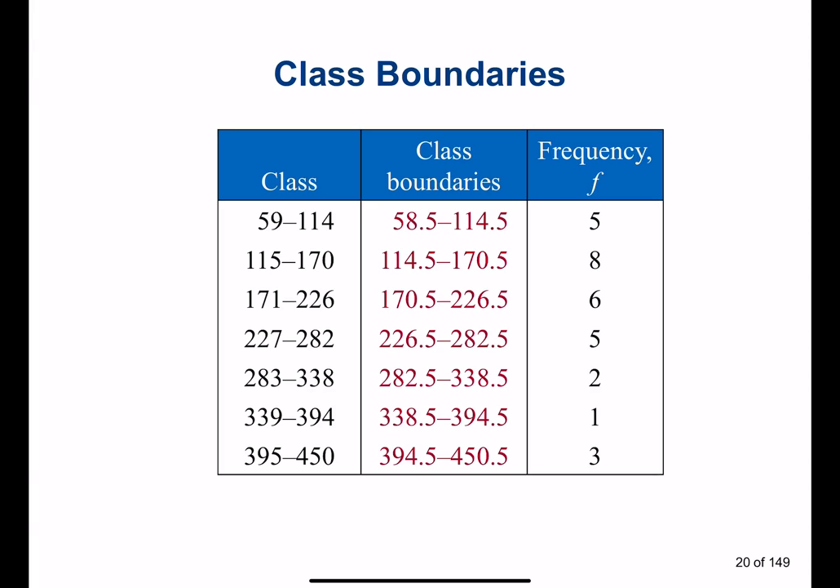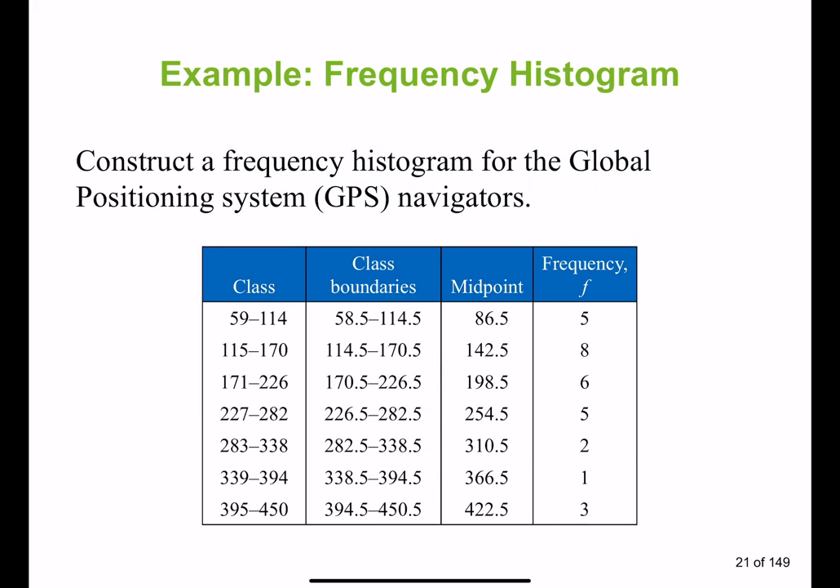All right, we got very close to constructing the histogram. Here we have the class width, here we have the boundaries, here we have the midpoint, and we have the frequency of these GPS navigators. So let's build our histogram.